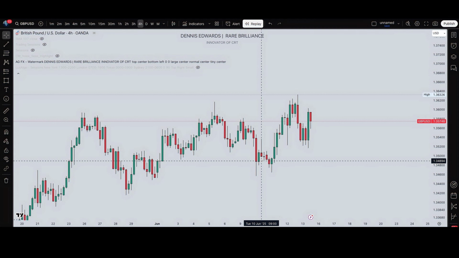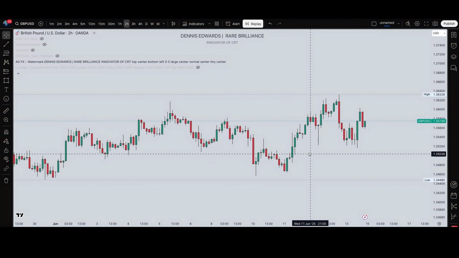And so CRT, another thing that I want you to know is CRT uses the timing of the sessions to anticipate the shape of the candle as well. So what I mean is, it's not just the candle that forms, but it's when it forms that gives extra meaning to the candle. So let me just go to the 2-hour time frame very quickly.